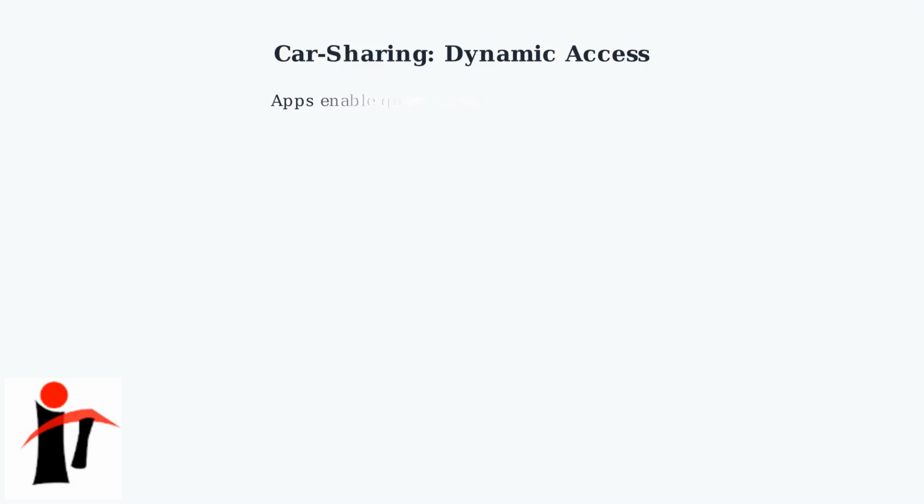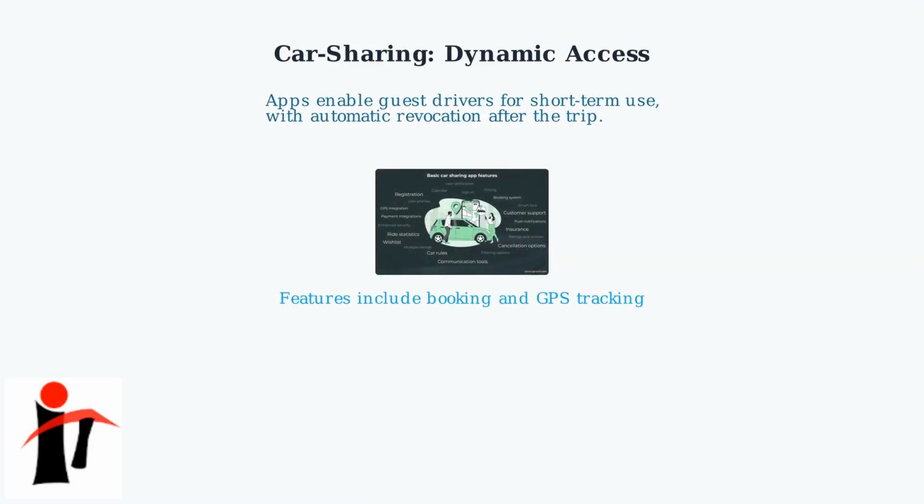In car-sharing services, the app enables dynamic access for guest drivers. Users add temporary permissions that automatically revoke after the trip, supporting scalable urban mobility without hardware changes.